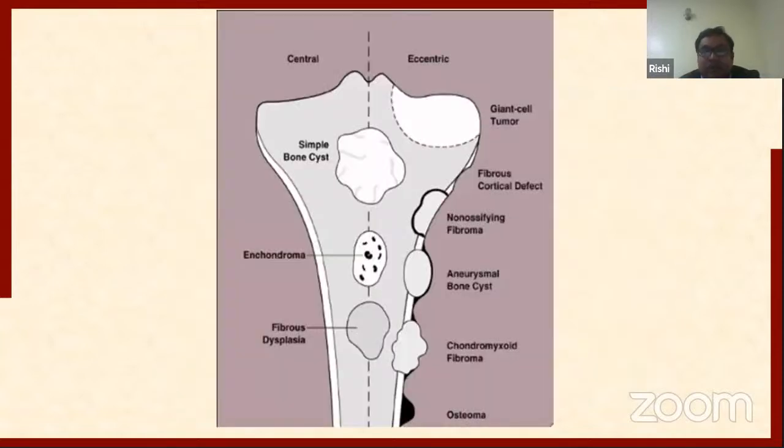Now, it is very important to look at whether the lesions are centric or eccentric in nature, because some lesions, characteristically simple bone cyst, enchondroma and fibrous dysplasia, are central medullary lesions. Lesions like aneurysmal bone cyst, chondromyxoid fibroma or giant cell tumor are eccentric lesions. And some lesions like non-ossifying fibroma and fibrous cortical defect are eccentric cortical lesions.